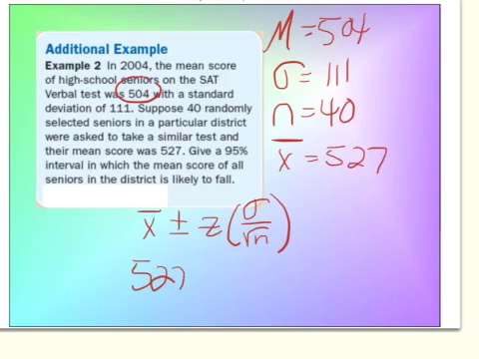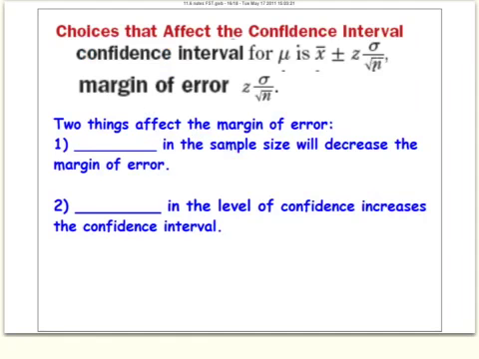I wouldn't worry as much about this particular formula, but if you were to do it, it's going to be 527 plus or minus 1.96. Our sigma is 111 over the square root of 40. And I'm just going to leave it at that. If you understood the slides before this one, those are the ones you're going to be encountering more. This one is just a little more higher level statistics, and don't worry about it as much.